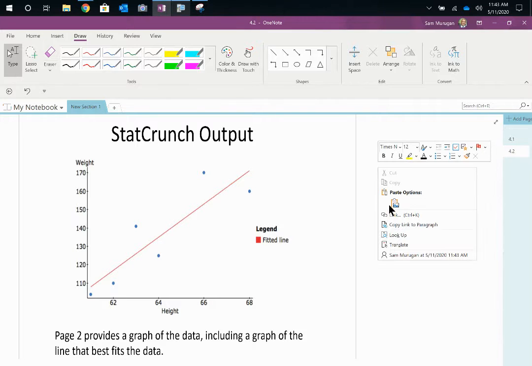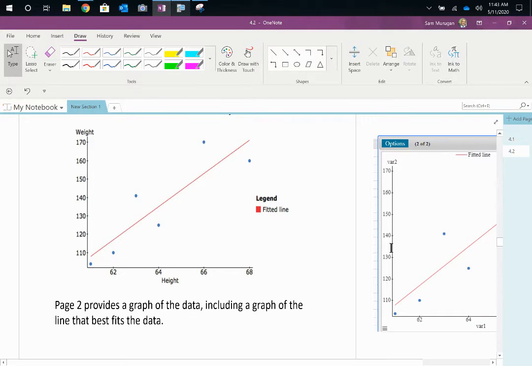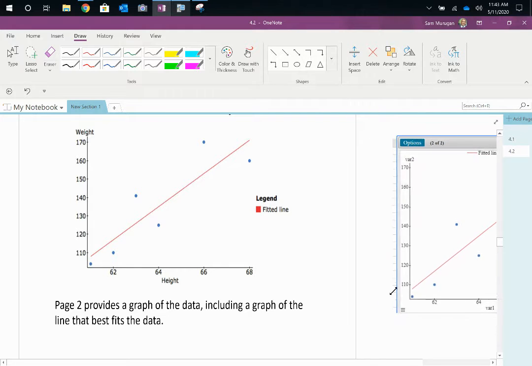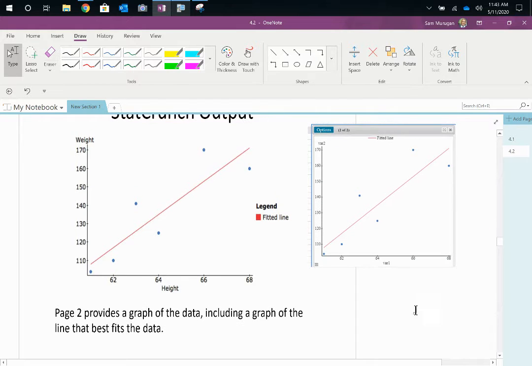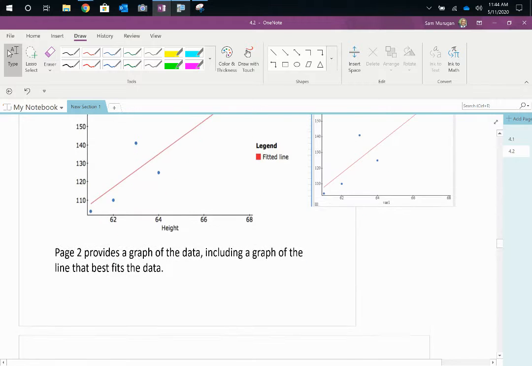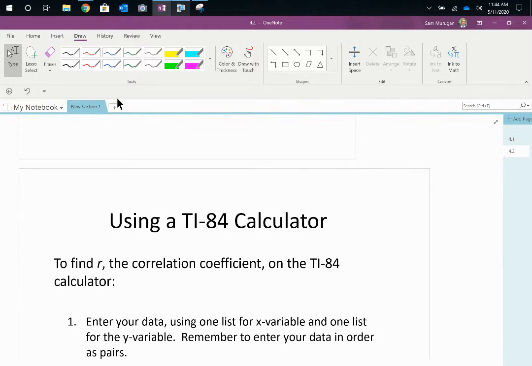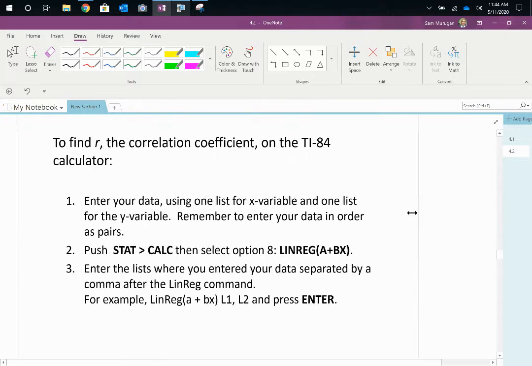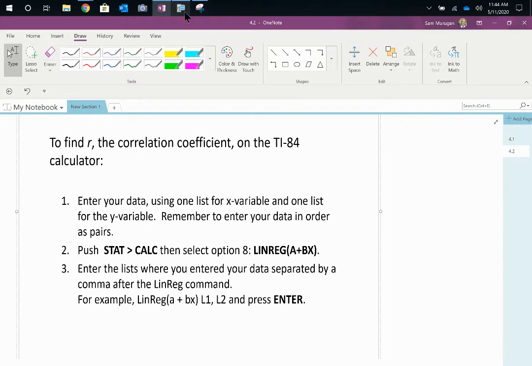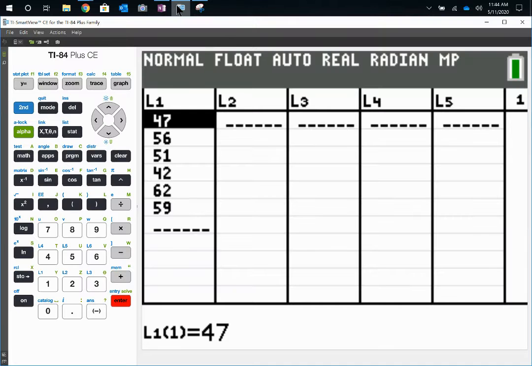Now, I also want to show you how to do this. It didn't. Okay, there it is. And you can see that we have a graph of it similar in the StatCrunch output. I also want to show you how to do the same set of data using your calculator. The printed instructions are here, but there's a couple of things that you have to do when you use the calculator for this.